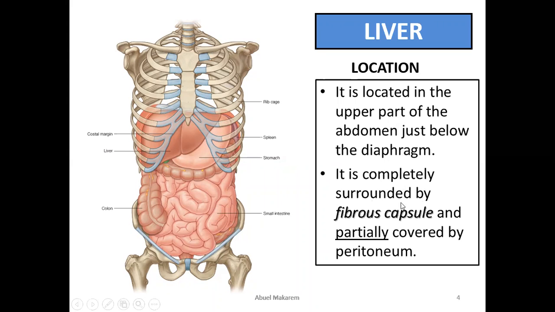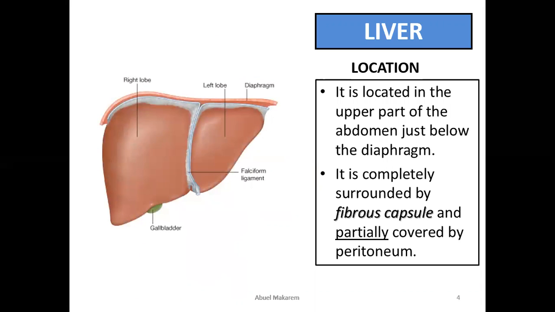It is completely surrounded by a fibrous capsule. So the whole organ of the liver is covered by a fibrous capsule and partially covered by the peritoneum. Because it is partly covered, it is not completely covered. So here you can see the liver. This is the diaphragm present here, just above the liver, and here you can see the peritoneal folds. We'll talk about that later.